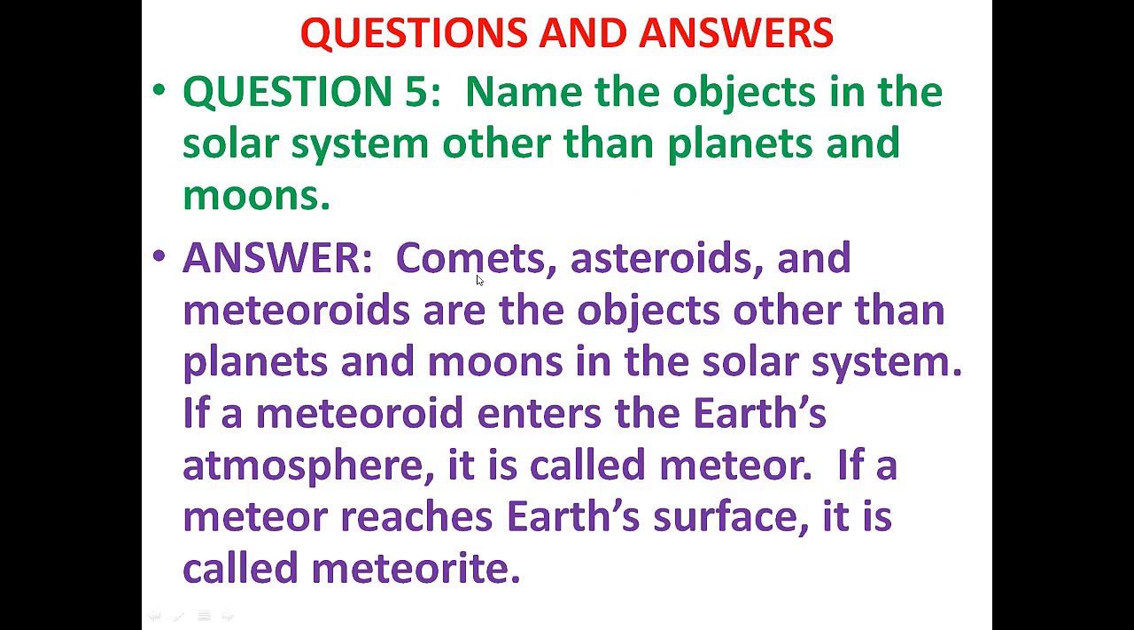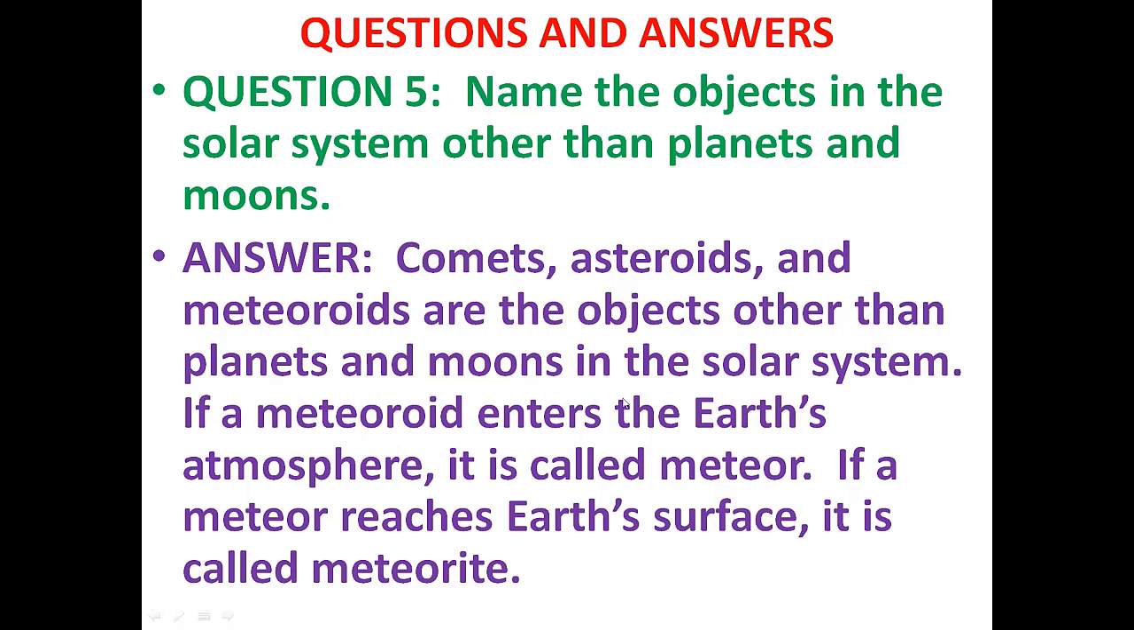Answer: comets, asteroids, and meteoroids are the objects other than planets and moons in the solar system. If a meteoroid enters the Earth's atmosphere, it is called a meteor. If a meteor reaches Earth's surface, it is called a meteorite. What are meteoroids? When comets or asteroids collide, the small pieces which are dispersed in space are called meteoroids.